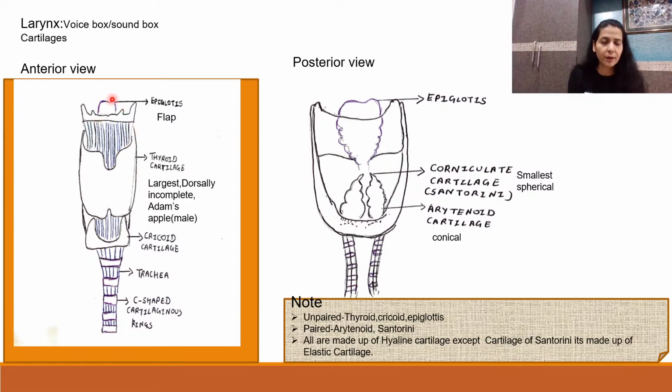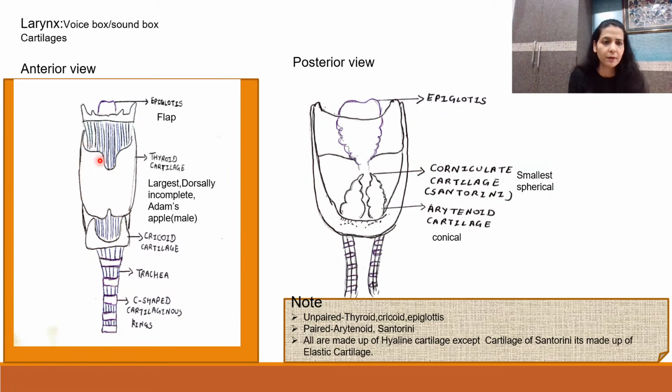Now, can you see this part? This is the epiglottis. Yes, epiglottis covers which aperture? Glottis. Absolutely. Epiglottis covers glottis. So epiglottis is made up of cartilage and it is part of the larynx.